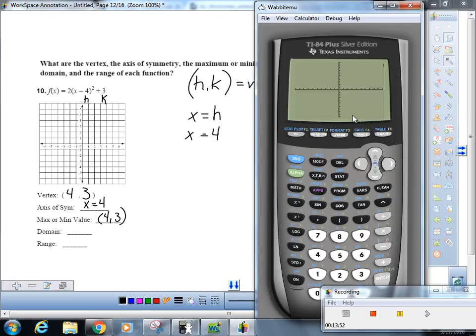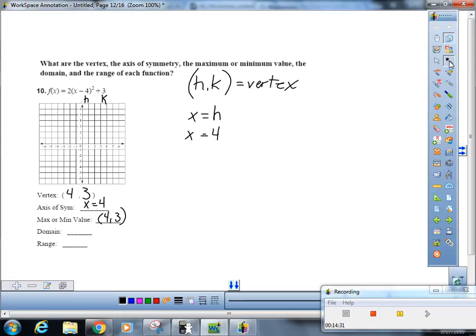So when it wants the domain, it wants the input values. What values am I allowed to put in for x in this problem? Well, anything I want. There's no restrictions. So I can put in anything from negative infinity to positive infinity. That's how I write that. That's my way of saying I can put in all real numbers for x in this problem. The range, so remember, the domain, you might want to make a note, that's your input, your possible input values. Your range is your possible output values.